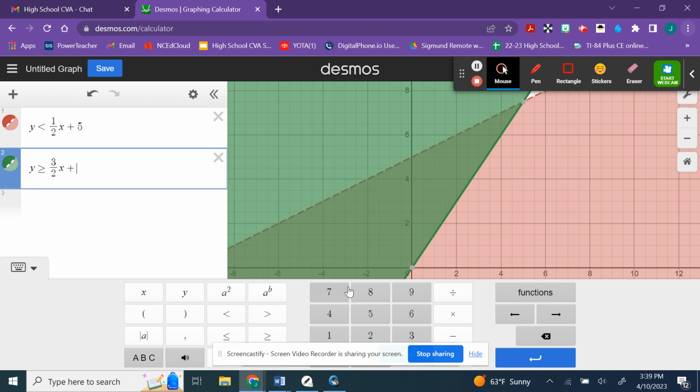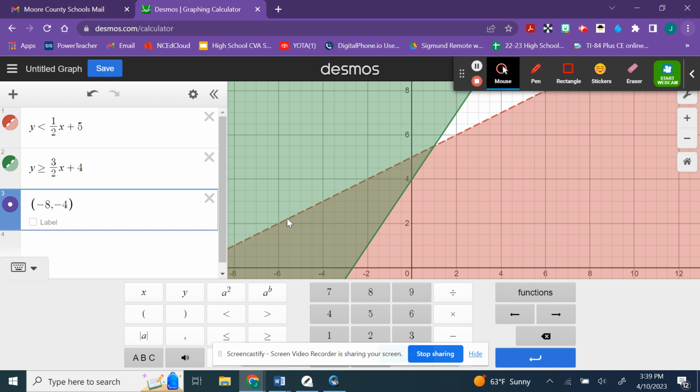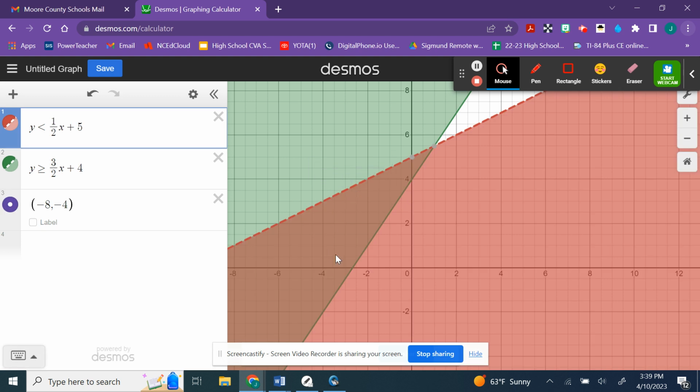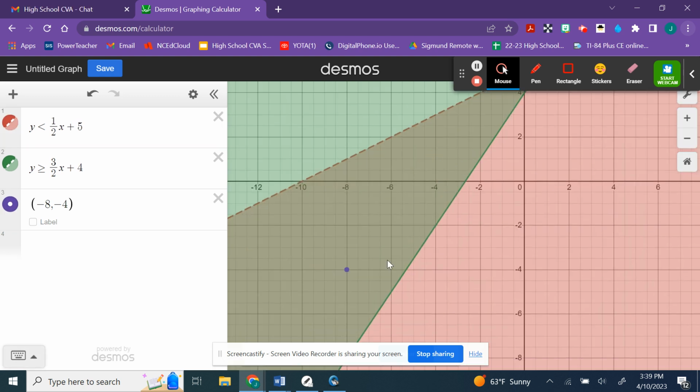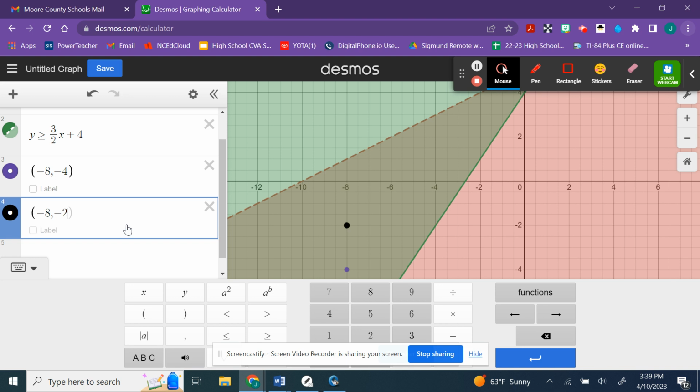And then it was plus 4. So our choice that we think should have worked is -8, -4. Whoa. Is that purple dot in the overlap? Yep, so we're good. And just for the sake of checking to make sure all the rest of them did not work, so -8, -2.